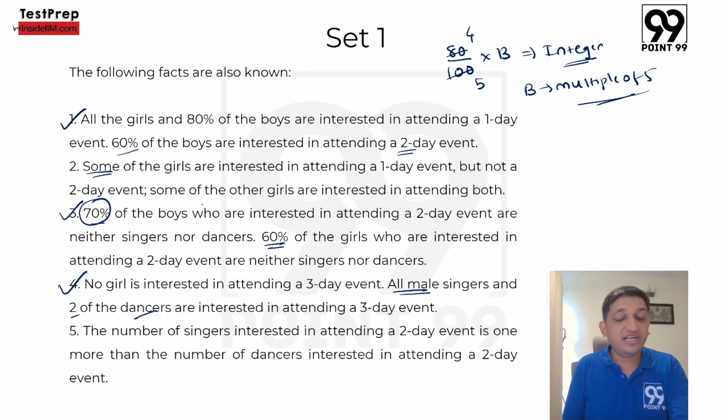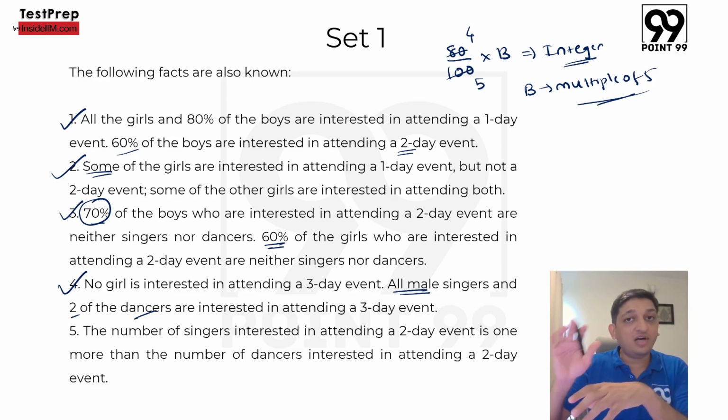So in this particular context, if you look at it, all the girls and 80% of the boys are interested in attending one day event, ये हमने कर लिया। 60% of the boys are interested in attending a 2 day event, ये भी हमने कर लिया। Again this part we have taken care of because यहाँ पे we know that there are some girls जो 1 day में होंगी but 2 में नहीं होंगी, and that's why we got either 5 or 10 as the number of girls who would be interested in a 2 day event.